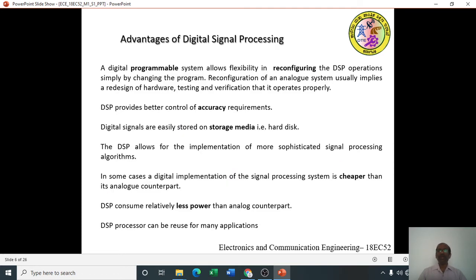Then why do you go for digital signal processing when already we have analog signal processing? There are n number of advantages. First advantage is digital signal processors are programmable. You can reconfigure our DSPs. The accuracy of the results is very good, easy to store, easy to process. Very sophisticated signal processing algorithms are available in DSP. Luckily, DSPs are cheap compared to analog counterparts. They consume less power and we can use this DSP for many applications.